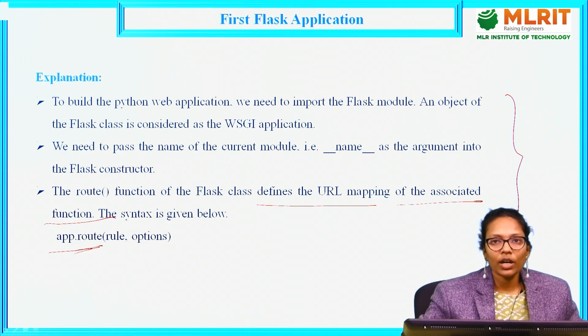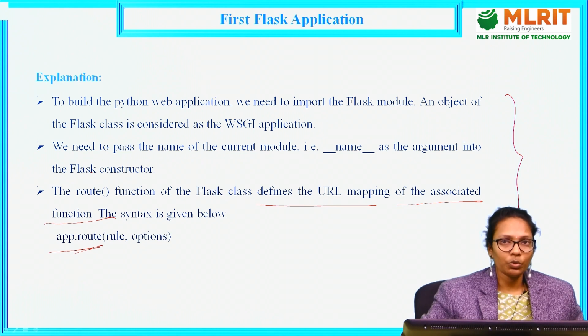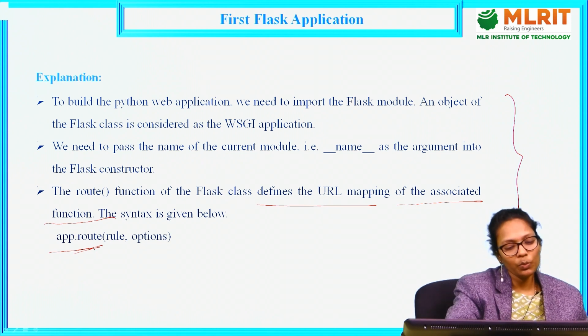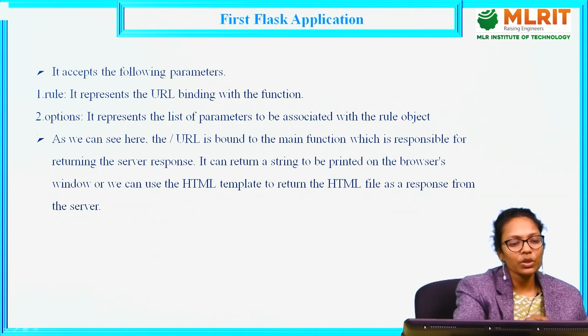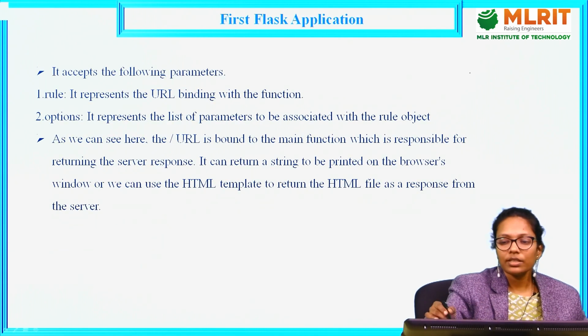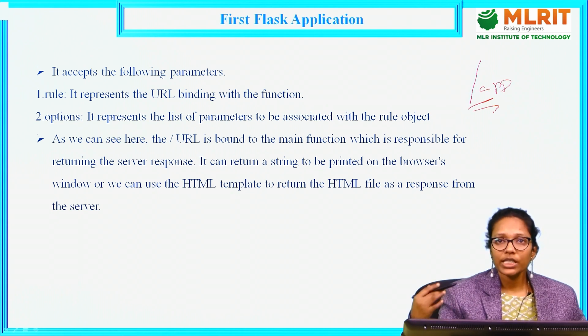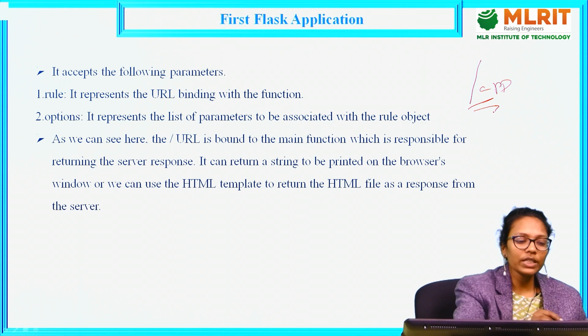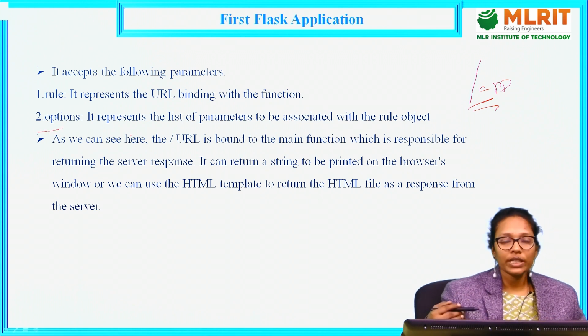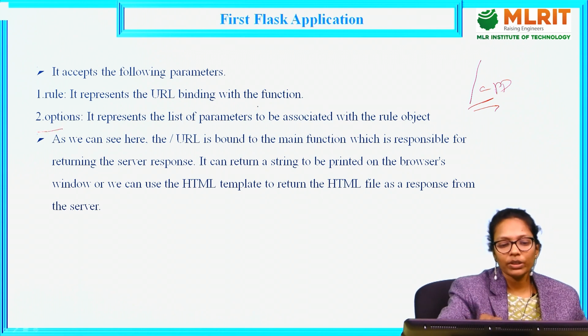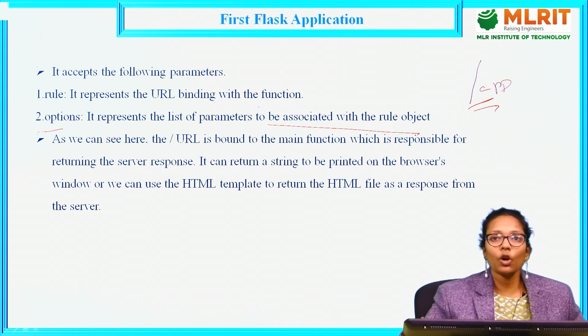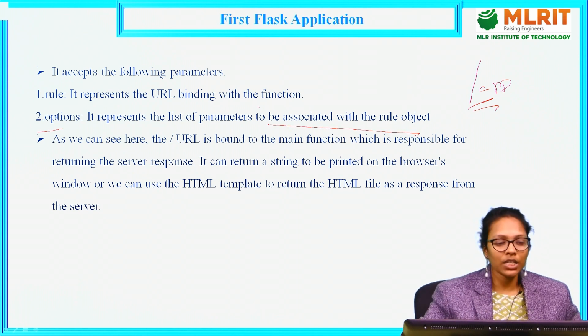To set the URL to your method, you use the route method, and this route method takes two parameters. One is rule and the other one is options. Coming to the rule, just now we discussed that slash is the rule, slash after slash app is the rule. Like that, you can set the rule accordingly. After that, options. If you want to send some other parameters along with the rule, if you want to associate some other objects, then you can pass them as options.